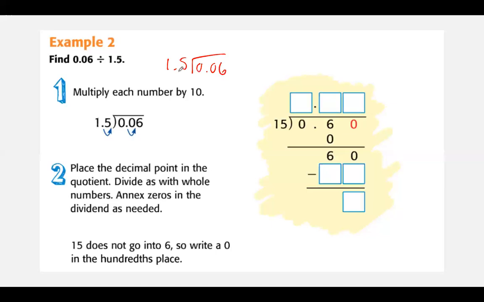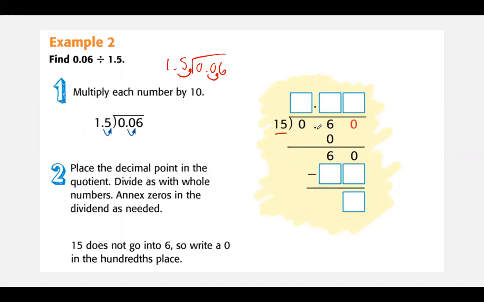Okay, so now I need to move my decimal point to make this a whole number. I'm going to move it one place here. So I do the same on this side. I move it one place over there. Whatever I do on this side, I have to do the same to this side. So now I can rewrite it, and it's rewritten here as 6/10 divided by 15.